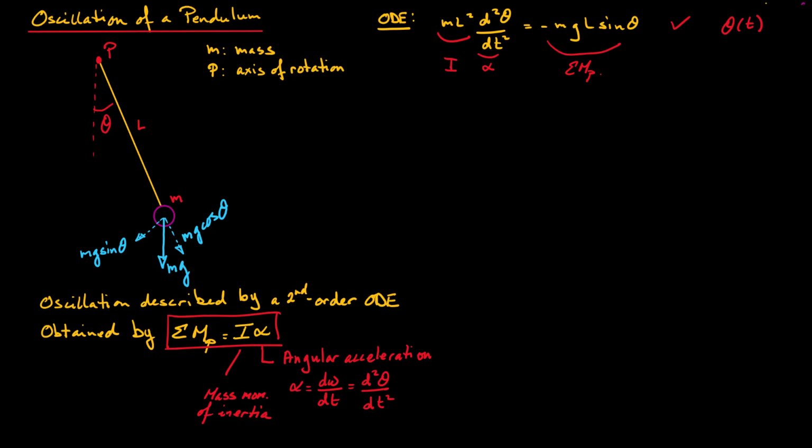We note that the mass appears on both sides of the equation, so we can get rid of that, as well as one of the length terms. This gives us a simplified equation: L d squared theta by dt squared is equal to the negative of g sine of theta.